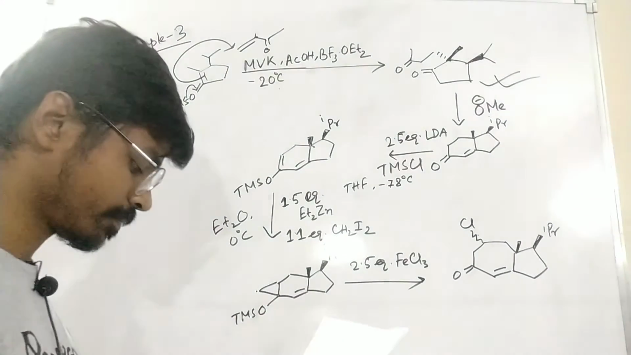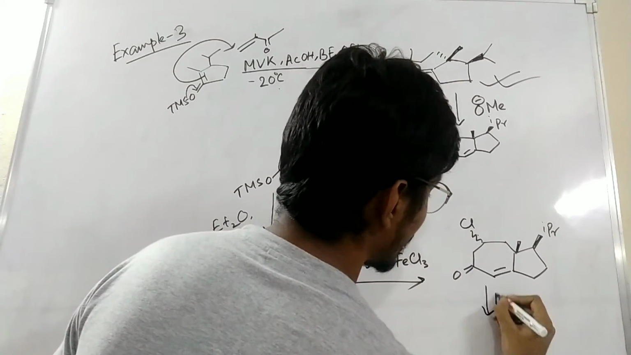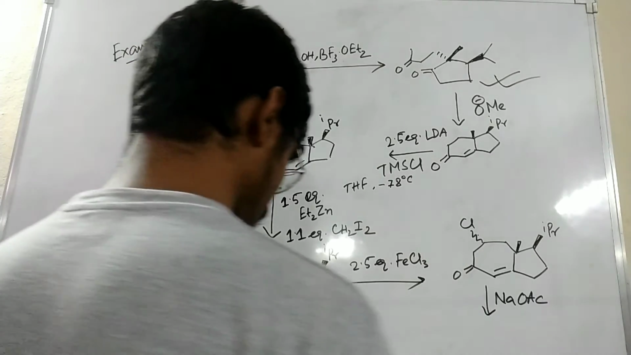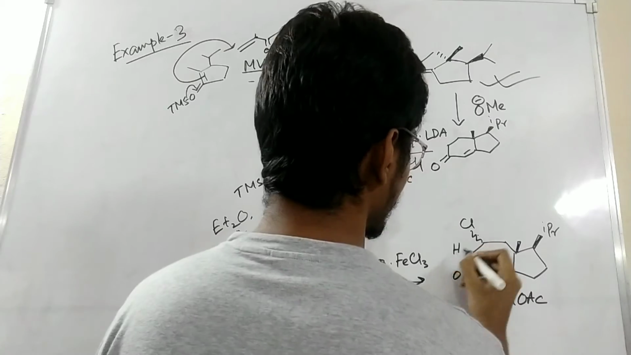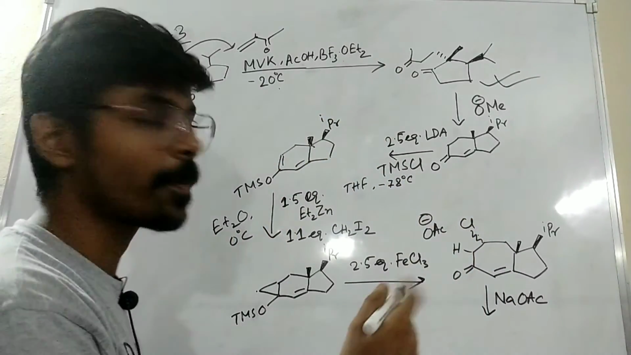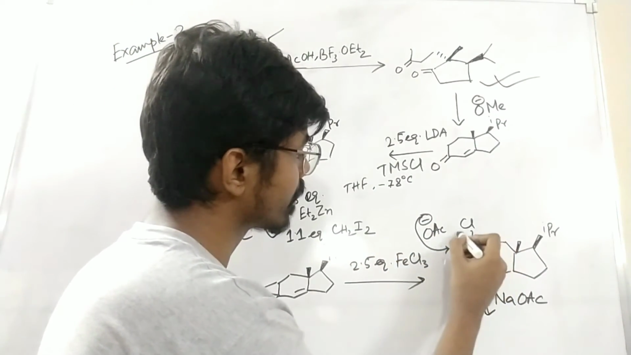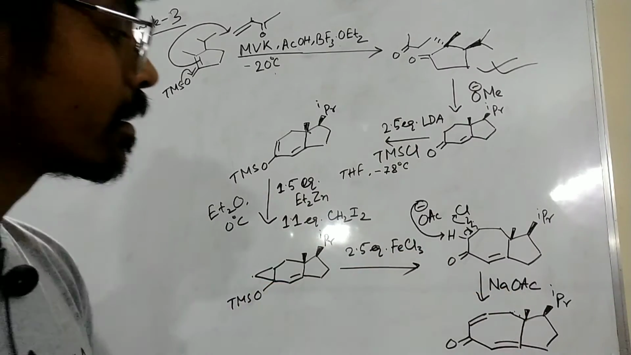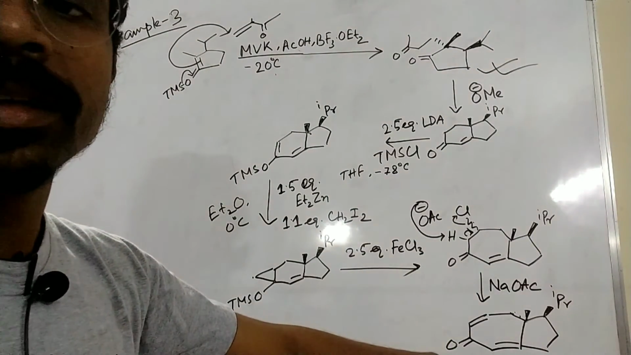Now if we use sodium acetate as base, it will abstract the proton from here. See, it will abstract the proton from here and a simple elimination reaction will take place. So using sodium acetate, we are getting this elimination product as our final product, right?